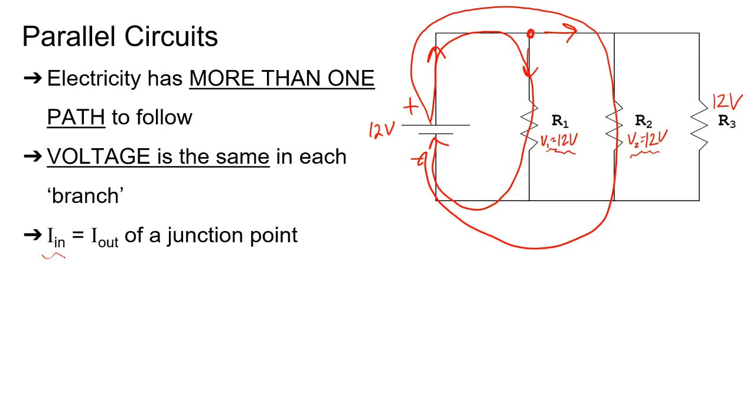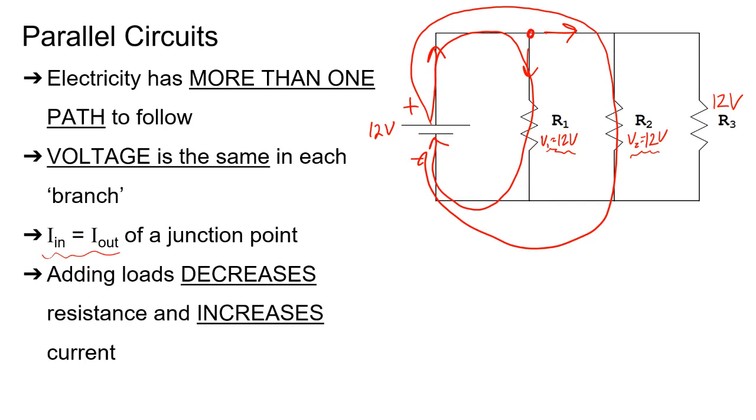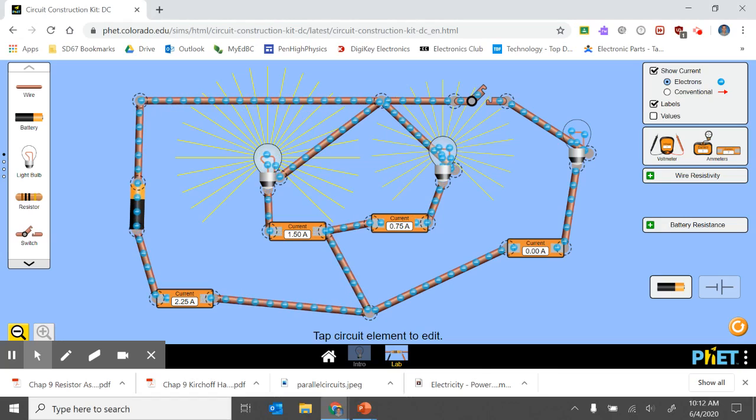Sorry, I'll keep going with the points here. Current in equals current out of a junction point. That's just a repeat of Kirchhoff's current law. Okay, adding loads decreases resistance and increases the current. I'm going to do a quick flip over to FET and show you what that looks like.